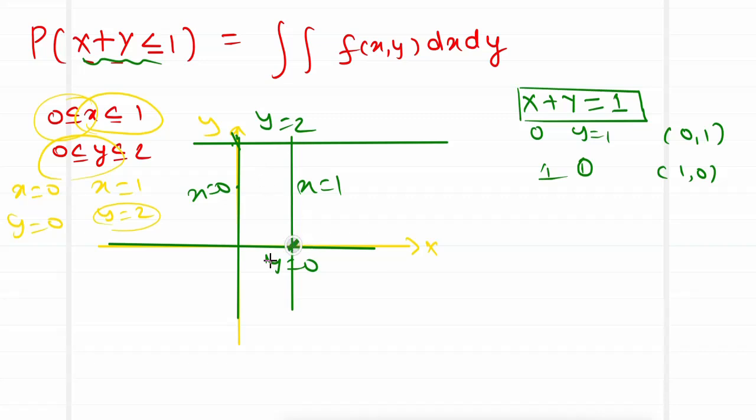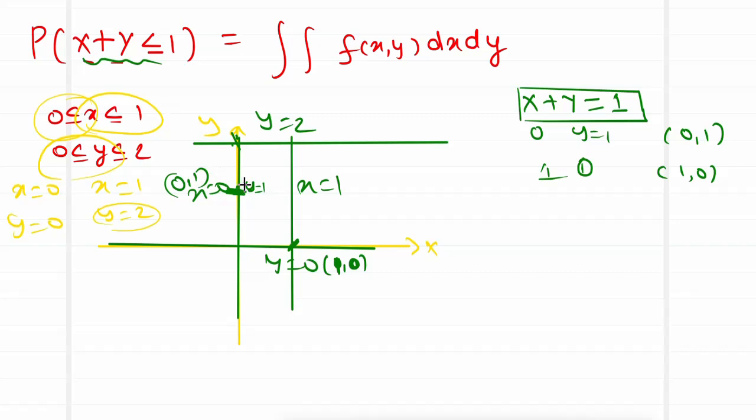Where is the point 0 comma 1? This is the point 1 comma 0, because x is 1 and y is 0. And now the point 0 comma 1: x equal to 0 over here, and y equal to 1. I know this is y equal to 2, so y equal to 1 will be halfway through. So let me take this point as y equal to 1. This will be my point 0 comma 1.